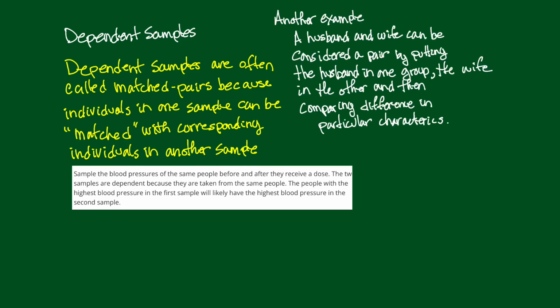But in dependent samples, they don't have to be before and after. Here's another possibility. So a husband and wife could be considered a pair, right? A pairing, putting the husband in one group and the wife in the other, and then comparing differences between particular characteristics.